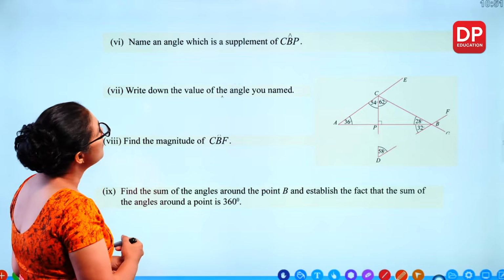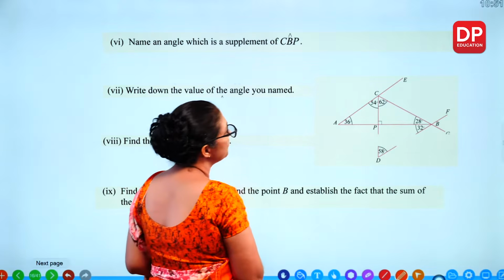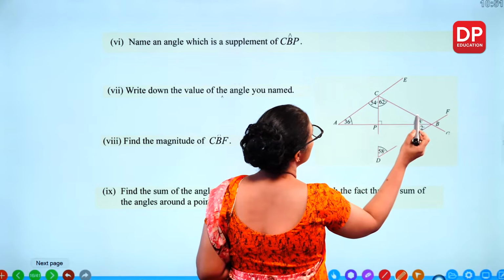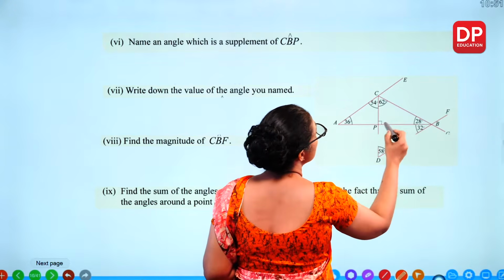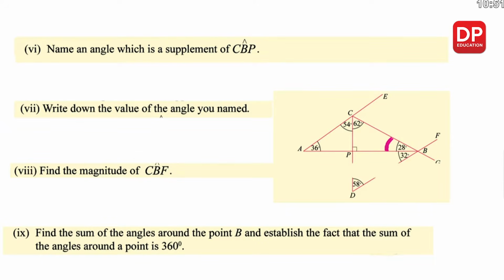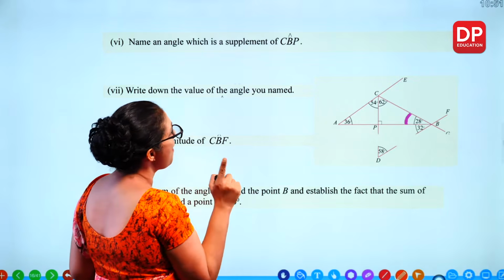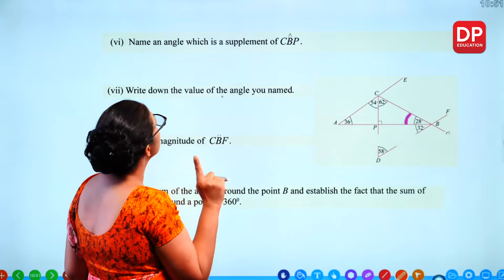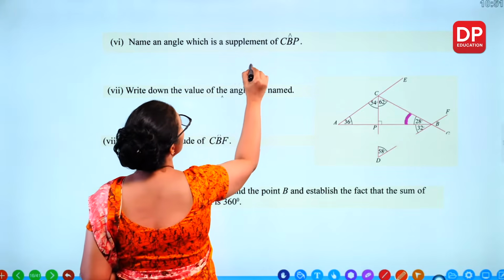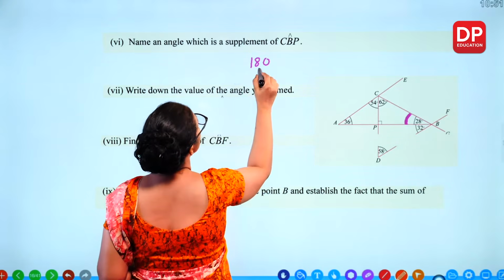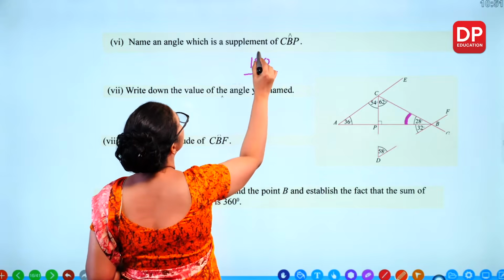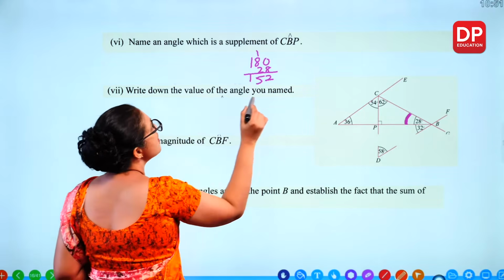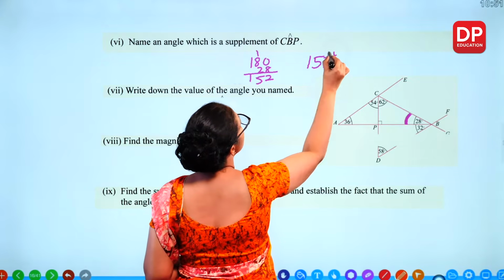Name an angle which is supplementary of CBP. CB, B, BP. So this one. If this is 28, CBP is 28. Supplementary means add up to 180. So subtract from 180. So 28. So 152 degree angle.